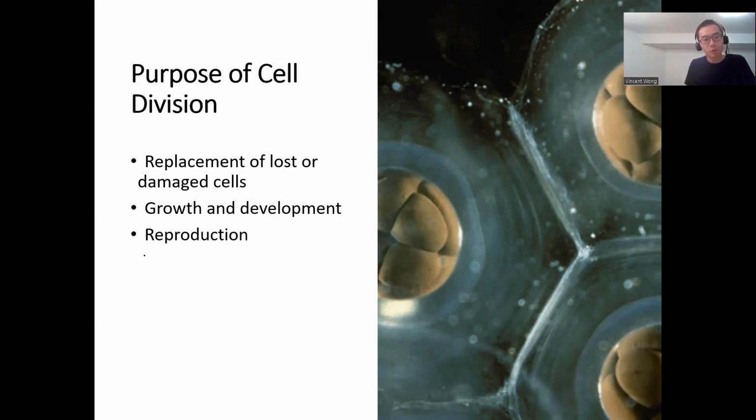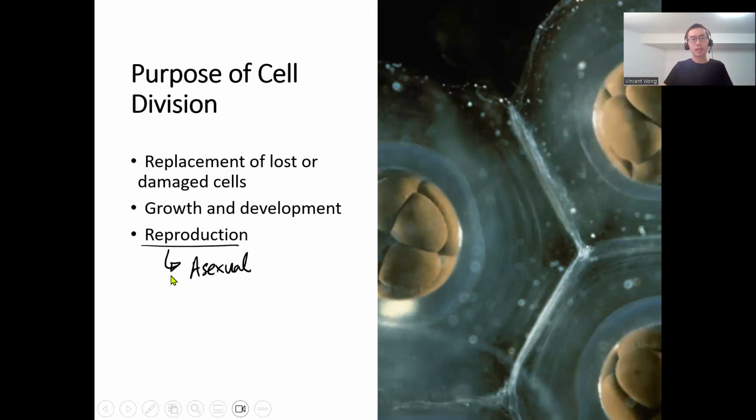And also reproduction. Not so much for humans, okay? But for some organisms, this is needed for asexual reproduction. Very briefly, if you're not sure what that means, humans and many animals reproduce through sexual reproduction. So you need two individuals, each contributes half of the genetic material, and then you have a baby. That's called sexual reproduction. Asexual reproduction, you only need one individual, and the organism is able to clone itself.